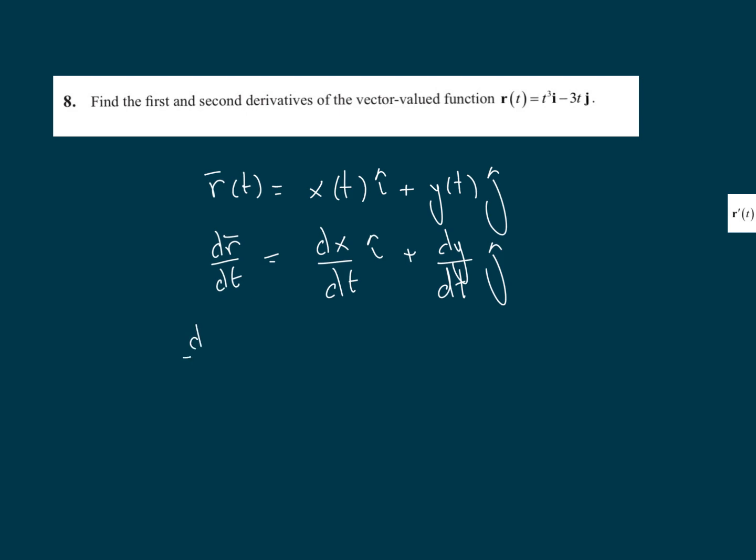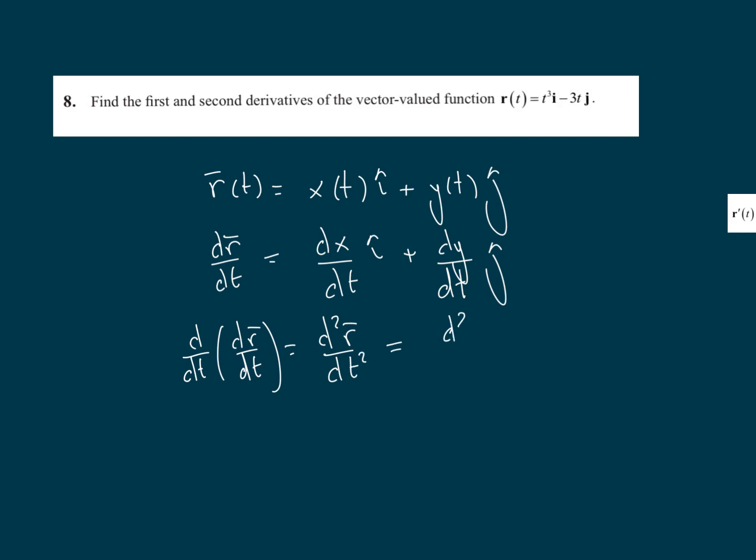The second derivative is the derivative with respect to t of the first derivative, of the derivative of r with respect to t. And this is named the second derivative of the vector position with respect to t squared.